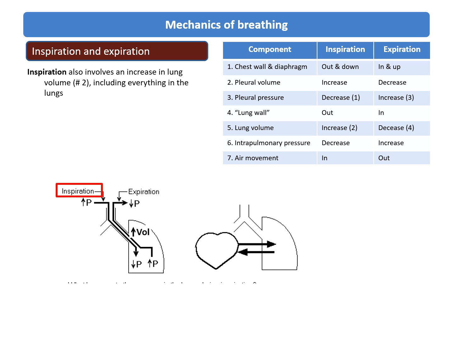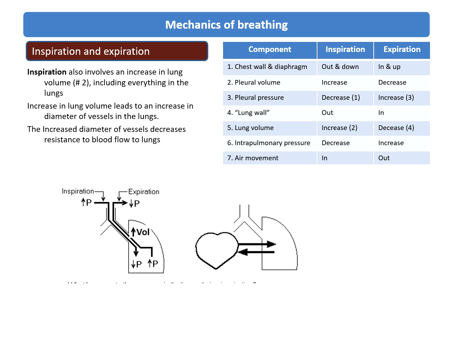Inspiration also involves an increase in lung volume, number 2, including everything in the lungs. An increase in lung volume leads to an increase in the diameter of vessels within the lungs. The increased diameter of the vessels decreases resistance to blood flow in those vessels in the lungs. Blood flows toward least resistance. So it increases blood flow from heart to lungs in the pulmonary artery.